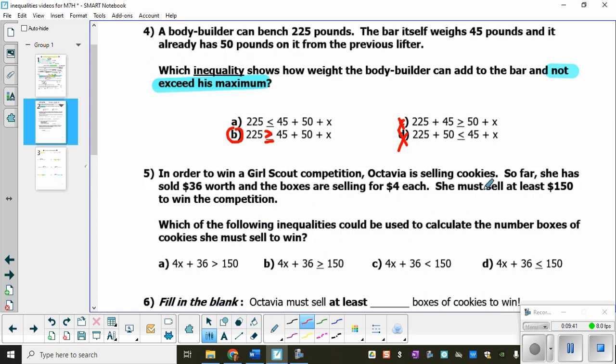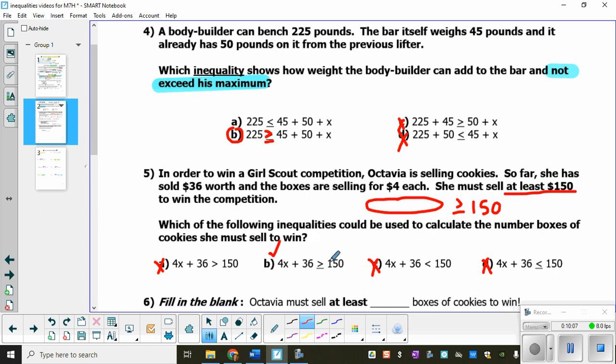Well, first of all, if she must sell at least 150, that means all of the stuff that we write with all of the math needs to be more than or equal to 150. So let's look at our answer choices. We're looking for all of the stuff to be more than or equal to 150. It works for B, it does not work for C, and it does not work for D.